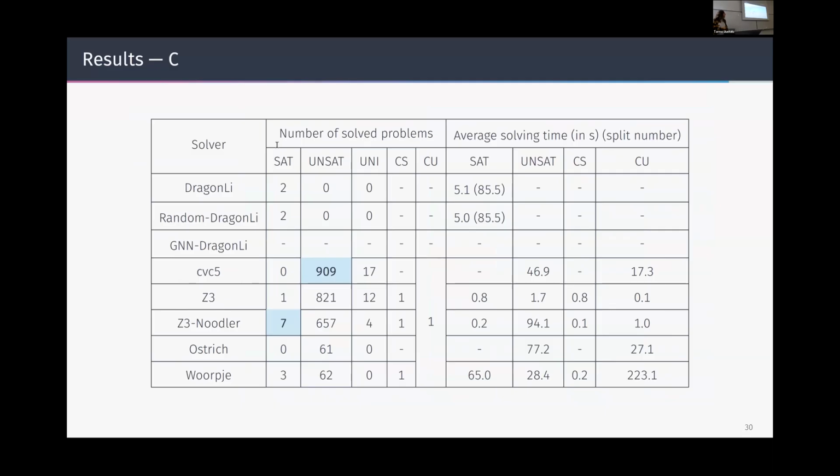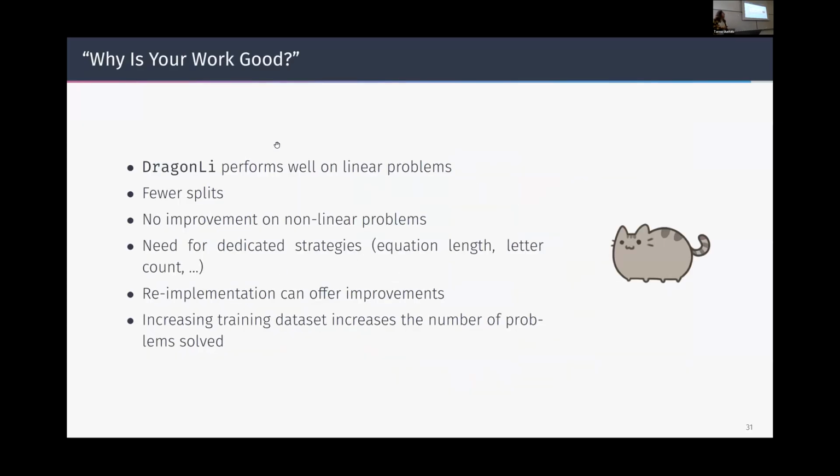And finally, on a very difficult benchmark, Dragonly apparently wasn't super happy with that, because the GNN version wasn't able to solve anything. Meaning that on non-linear problems, Dragonly calling the GNN doesn't help that much. But for linear problems, it provides good results and also fewer splits than other versions of Dragonly.